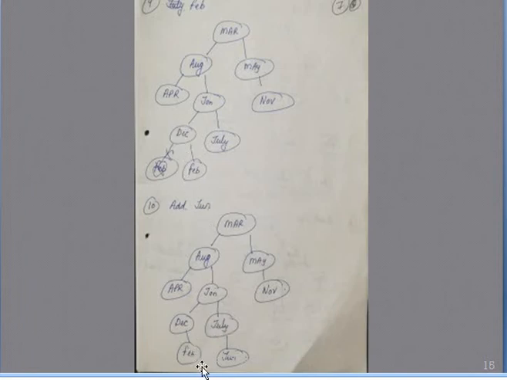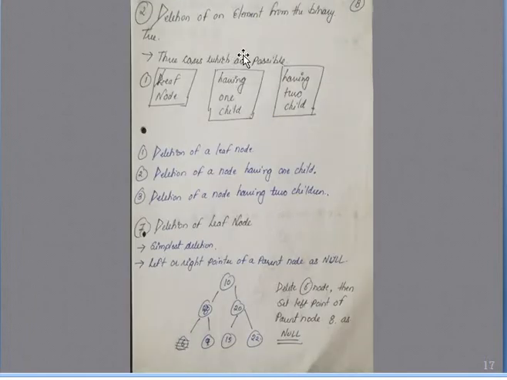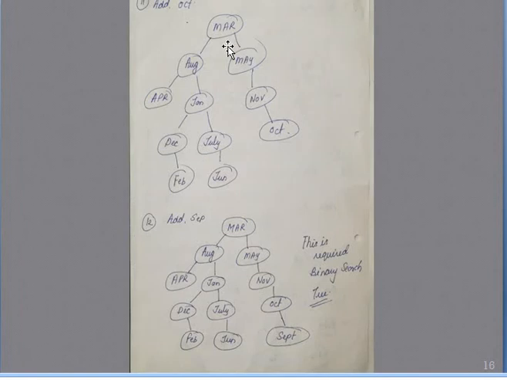Next we had inserted October, and after adding September, this is the required binary search tree of the given set of strings. So we can easily insert the new element in the binary search tree.